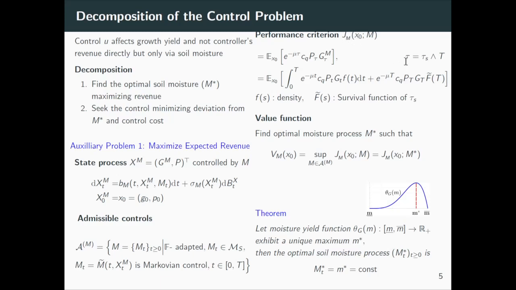Since the random duration of the dry season is independent of all stochastic processes, we can obtain this alternative expression of the performance criterion, which allows us to treat the control problem as a fixed horizon instead of an indefinite horizon. For auxiliary problem 1, we obtain the following theorem. If the moisture yield function θg of m has a unique maximum, then the optimal soil moisture is a constant.